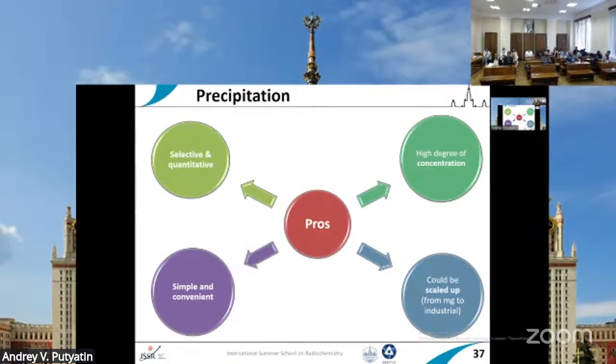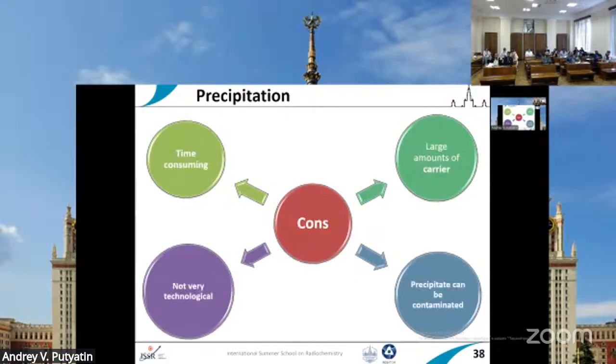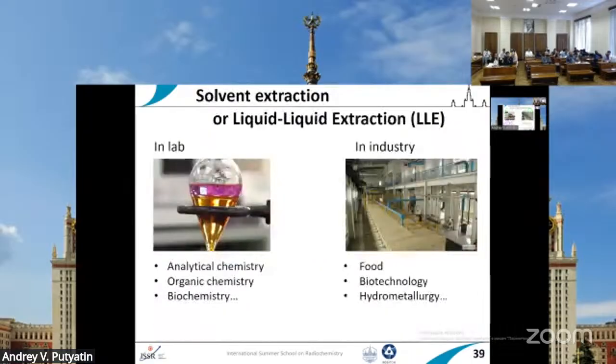So the good part of precipitation is a very high degree of concentration. It's very easy to scale up this technique. It's very simple and convenient, and we can take carriers that are selective for our radionuclides. But there are, of course, drawbacks of every method. We need to use large amounts of carrier, the filtration sometimes is time consuming, and the precipitate can be contaminated with other impurities that have chemical properties similar to our radionuclide.